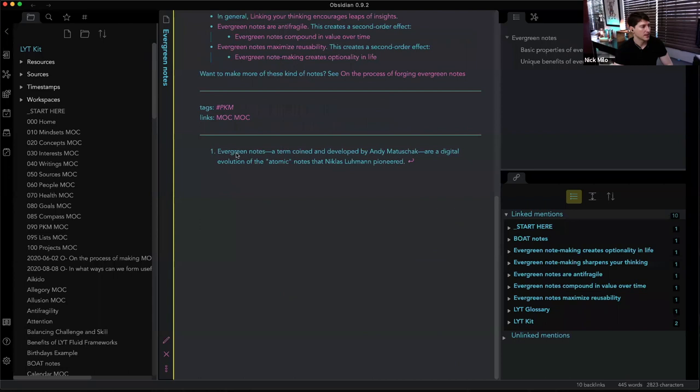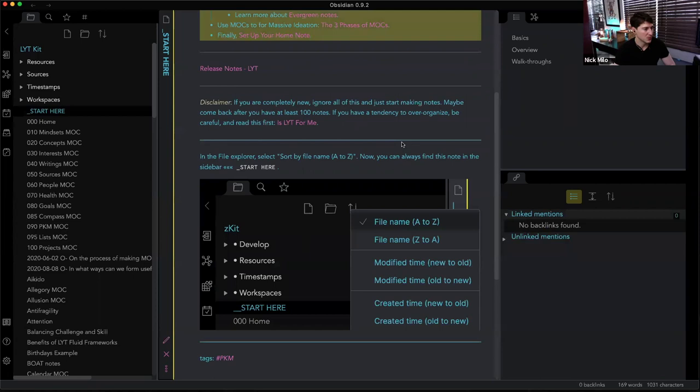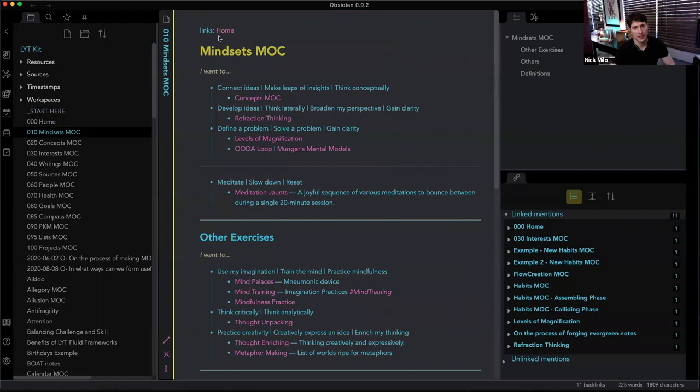I don't include this one. That's a little bit too much for the light kit. But once we get to a map, then I like to put this backlink, higher level map, above it. These are personal preferences, but now you know why I do it.